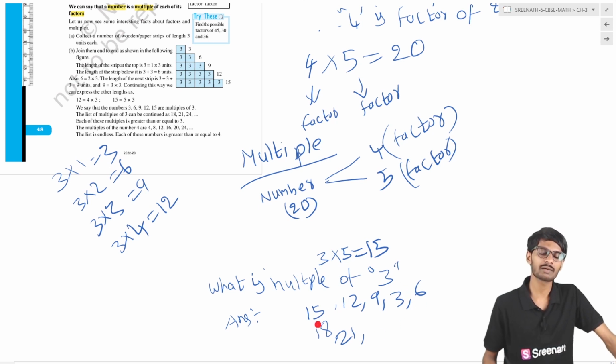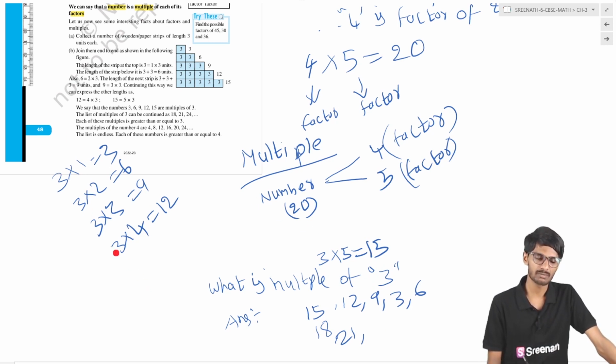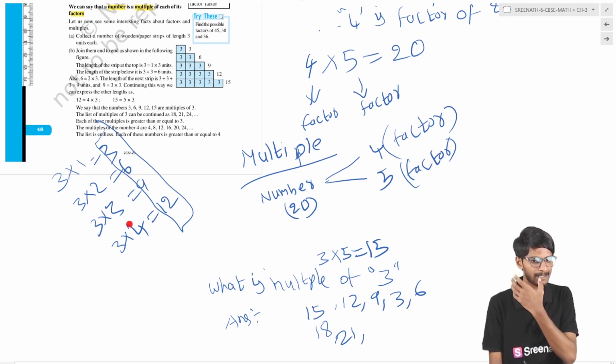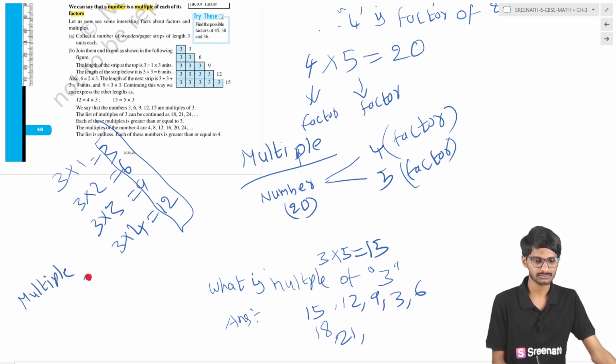Sir, why are all these the multiples of 3? Because if you clearly observe, these are the multiples of 3, and this is the number. If you multiply this number with any other number, then we are getting the multiples of this number. Basically the multiples of 3 are 3, 6, 9.